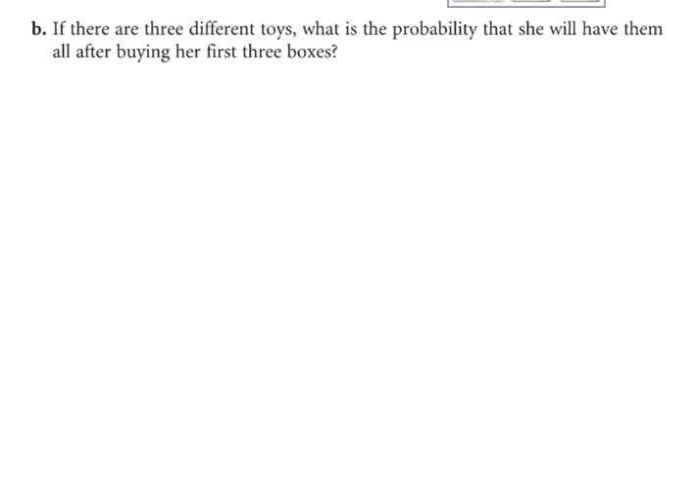Same problem. Talia, cereal boxes, toys. But now, if there are 3 different toys, what is the probability that she will have them all after buying her first 3 boxes of cereal? So this tree diagram is going to be bigger, more complicated, because now we have 3 boxes of cereal and 3 toys. Right? We know that the first thing that's going to happen is Talia's going to get the first box of cereal, and that there are 3 possible outcomes. She could get toy 1, or she could get toy 2, or she could get toy 3.